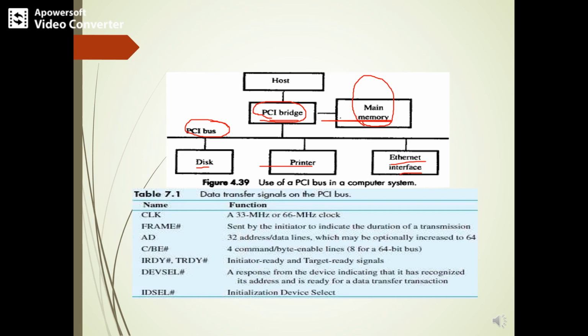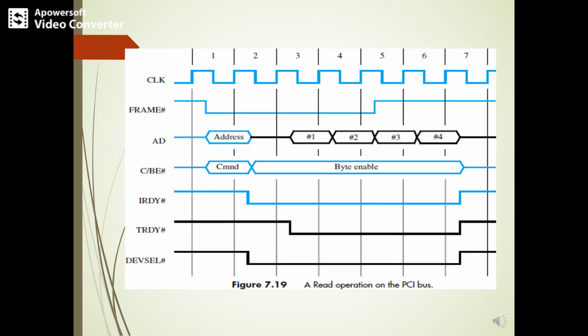So here the data transfer signals on the PCI bus are clock signal, FRAME, AD, C/BE, initiator ready and target ready, as well as DEVSEL, device select, and initialization device select. So these are some data transfer signals that can be considered with respect to the PCI bus.